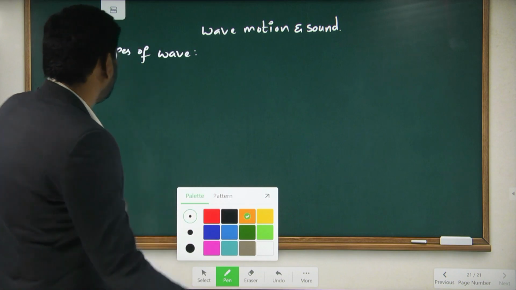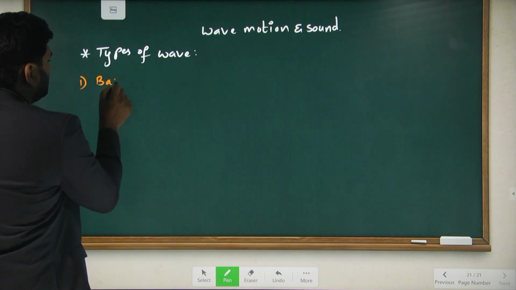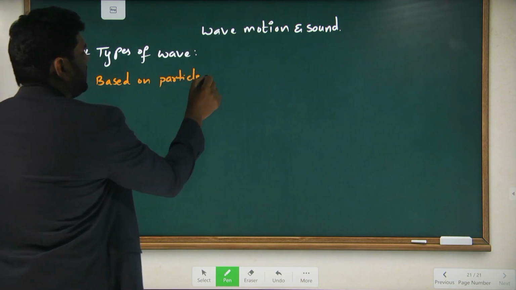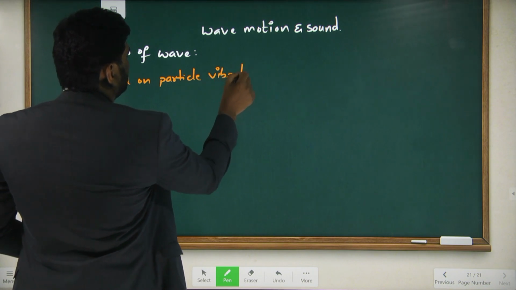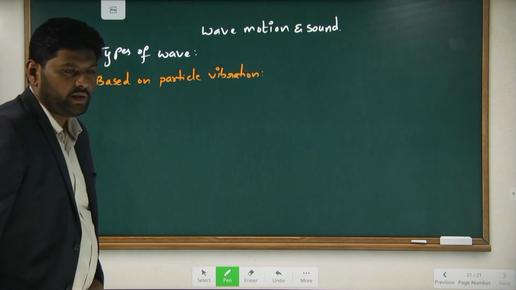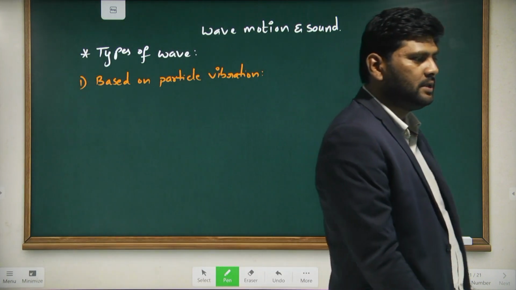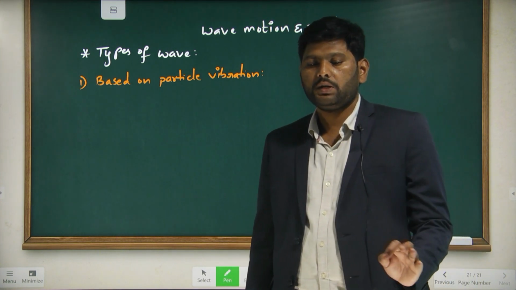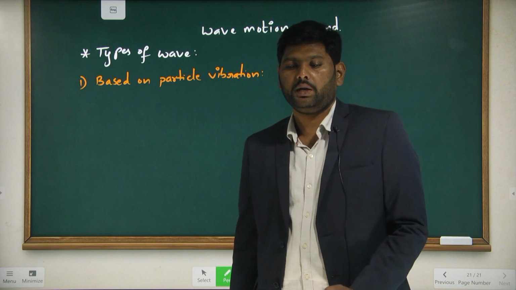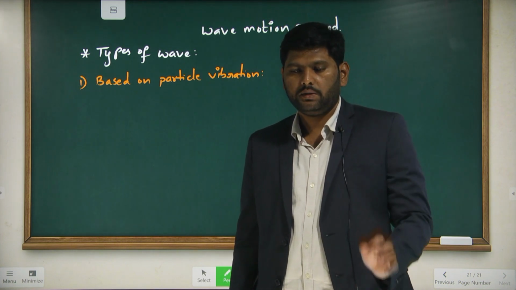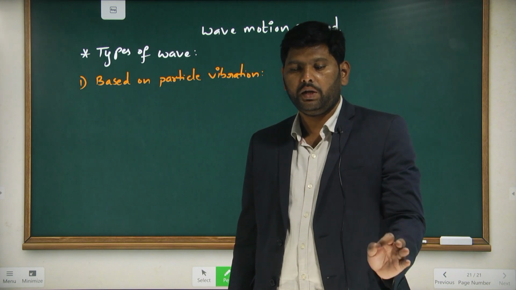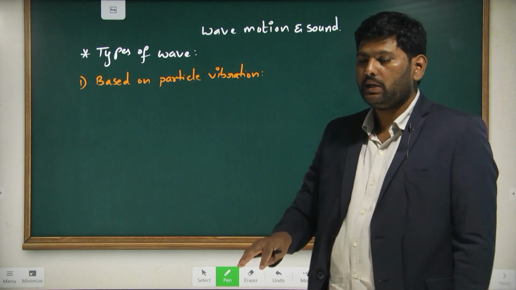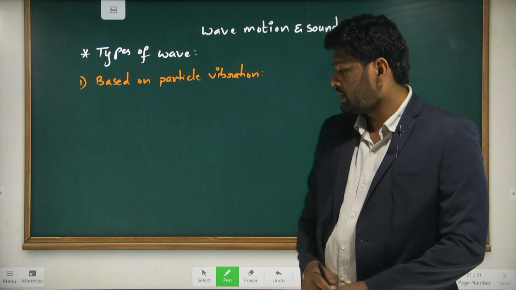First of all, based on particle vibration, the wave is divided into two types. Just now I explained that a wave is produced from the vibration of the particles in the medium. Now based on the vibration of the particle, again we have two types of waves.